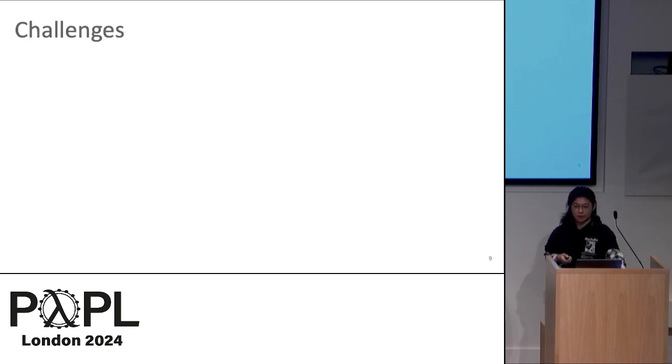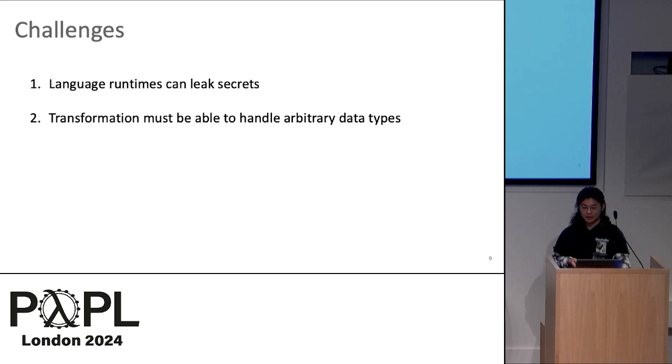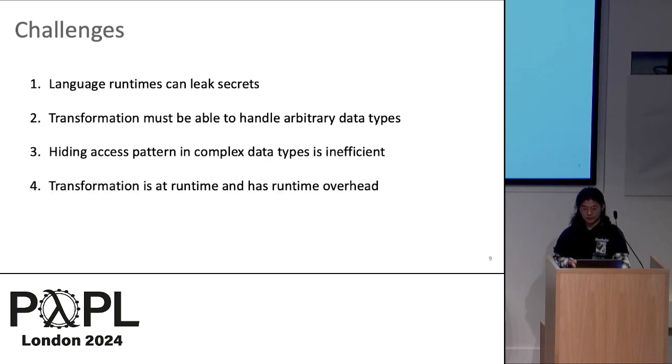And now I will quickly go through the technical challenges involved in implementing Scooti. This includes, first, the language runtime can leak secrets, so we need mitigation there. Second, unlike transforming integers in cryptographic libraries, our transformation must be able to handle arbitrary data types. And third, hiding access patterns in complex data types becomes inefficient. And fourth, our transformation is now at runtime, so we also want to minimize its runtime overhead. In this presentation, I will only focus on the first three challenges.